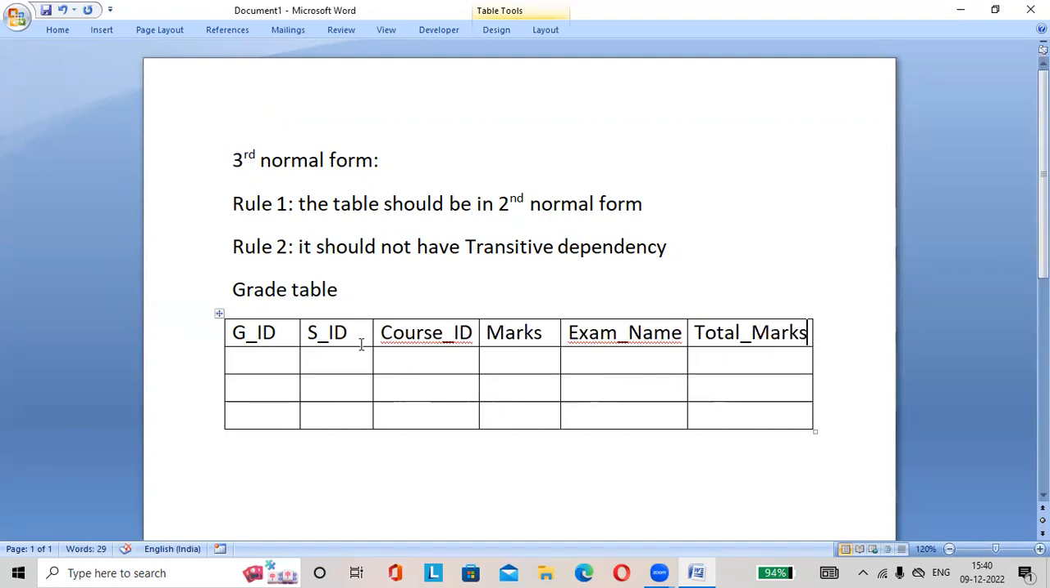What are these? Column names, attributes. Very good. Column names are attributes. Rows are known as records. These are columns. Rows are known as records. One more name is there.